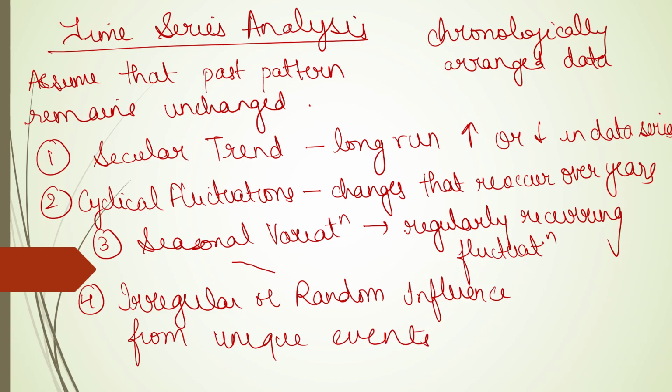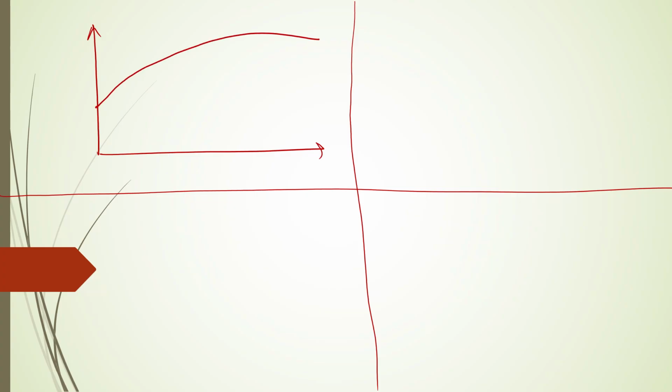Now let's understand each of them using a graph. Let's divide a page into four parts. We'll study four graphs. First, secular trend. The graph of secular trend is a steady movement of an economic variable over time. It is a persistent overall upward or downward pattern due to population and technology, and it has a duration of several years.